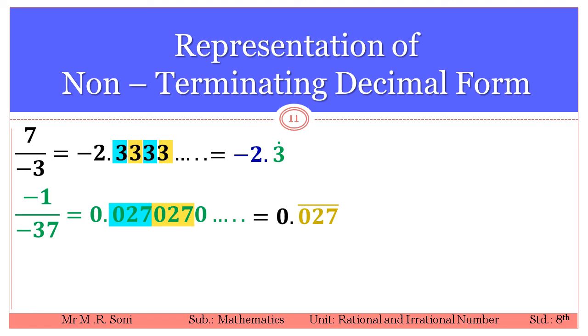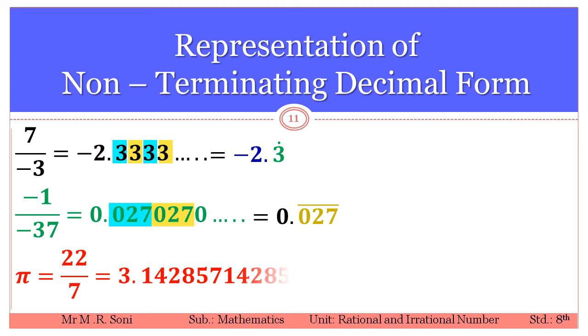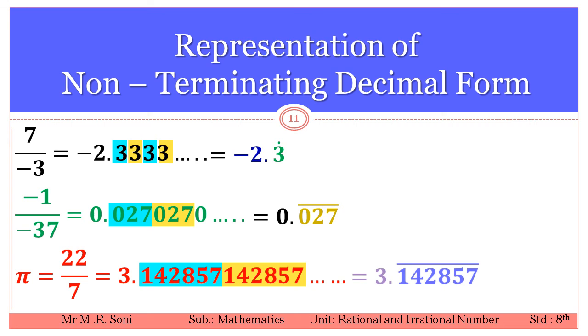Then another example from the previous set, that is pi, which is equal to 22 by 7, which is equal to 3.142857, and so on. Were you able to find the repeating set of digits? If yes, then underline it, and your answer will be 3.142857, which keeps repeating, along with a bar on it.